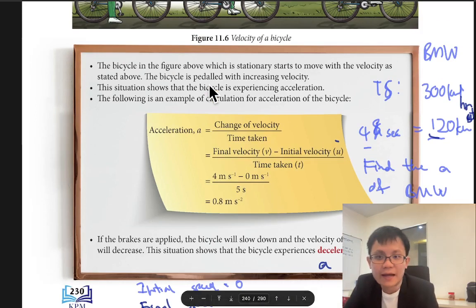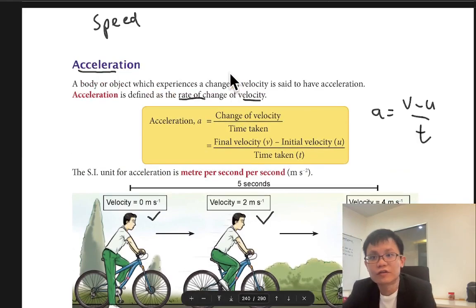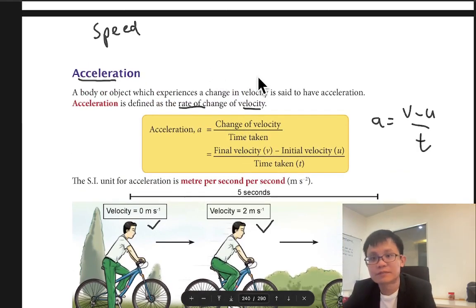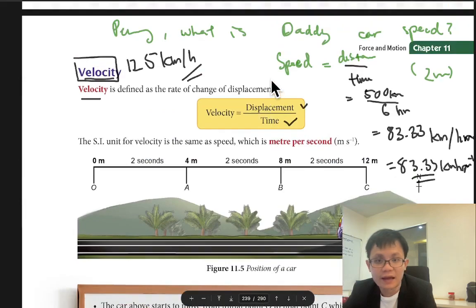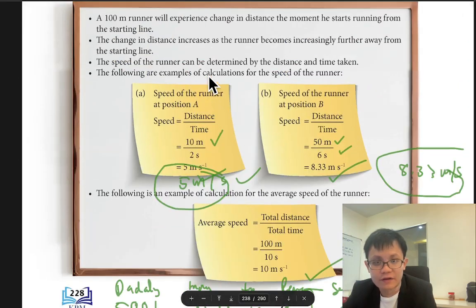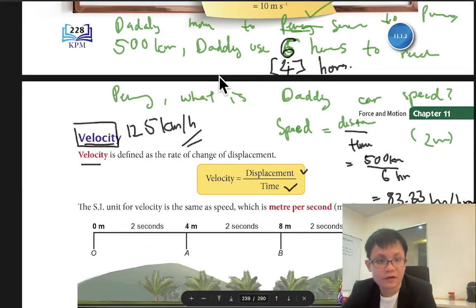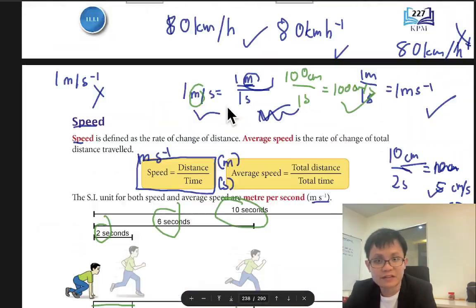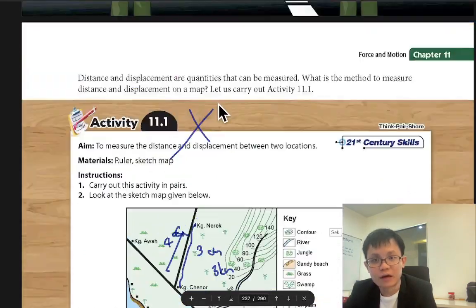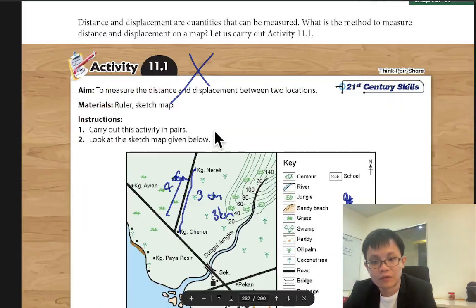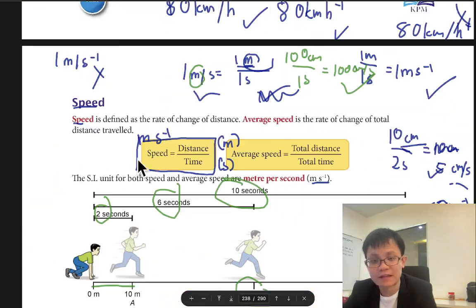Hello student, welcome back. Previously we studied speed and acceleration, and let's have a quick summary of what we have done. We already covered the speed formula. I think you know this already, right? Speed equals distance divided by time. This is also a formula in mathematics, I believe, so you will learn this there as well.